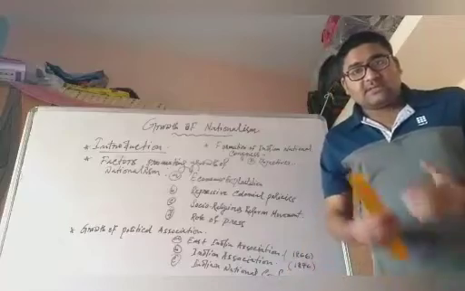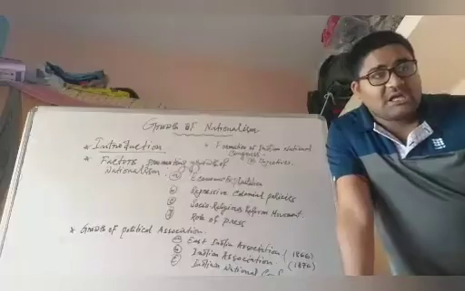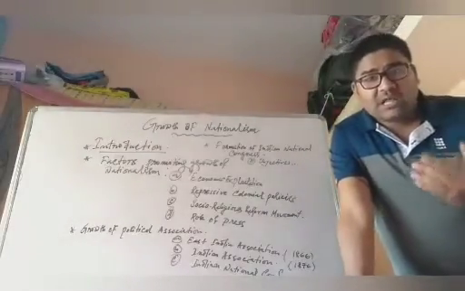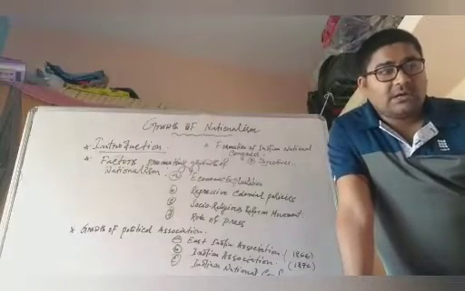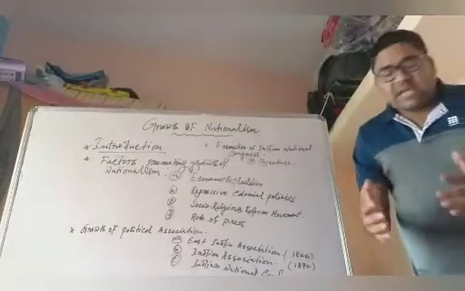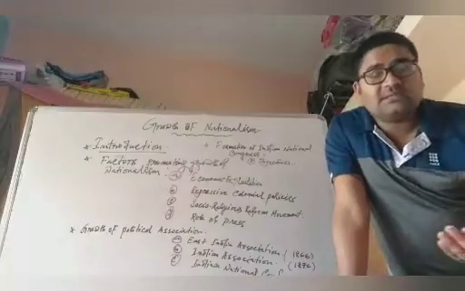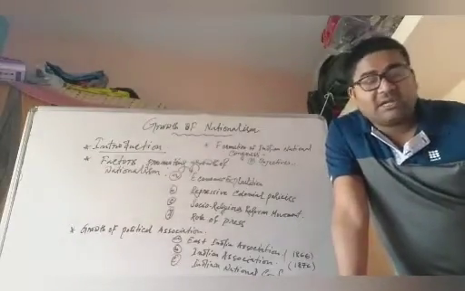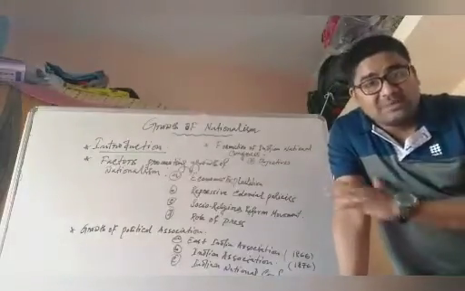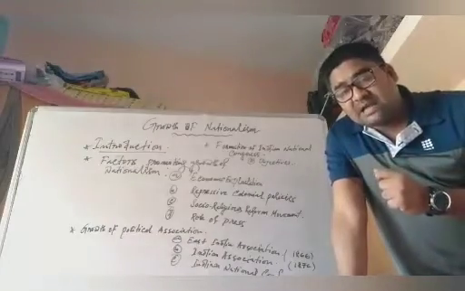First are the peasants. Peasants were the main victims of British economic and colonial policies, because the government took away a large part of their produce as revenue, as tax. These exorbitant taxes led the peasants into the clutches of moneylenders and landlords, which made their life more miserable.